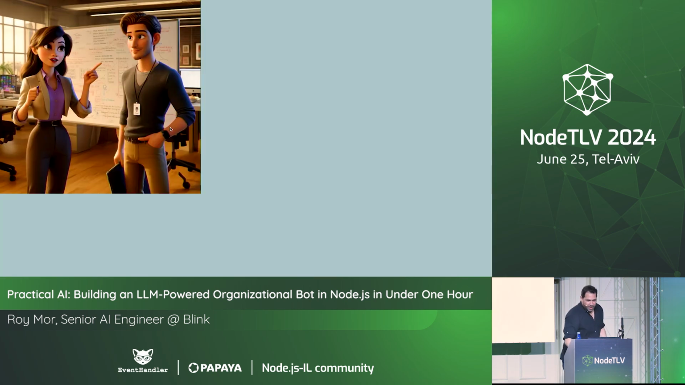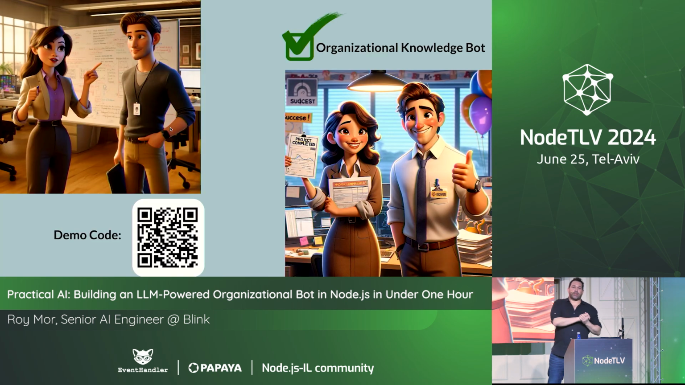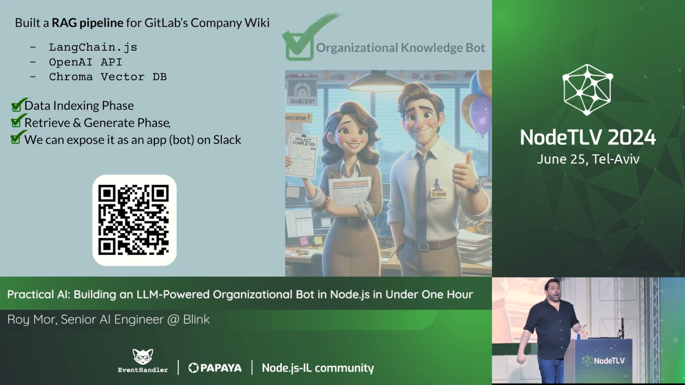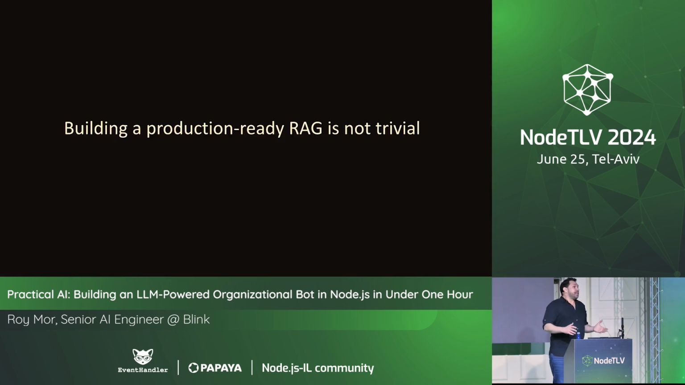So we made it. We built an organization knowledge bot in under 8 minutes. This is the demo code. What really happened here? We built a RAG pipeline for GitLab's company wiki using LangChain.js, OpenAI API, and the Chroma vector database. We implemented the data indexing phase of the RAG, and then the retrieve and generate phase of the RAG, and we simulated a bot, and now we can just expose it as an app on Slack. It's very simple. But this was a naive RAG. This means that building a production-ready RAG is not as trivial.